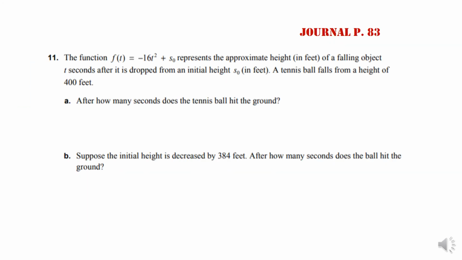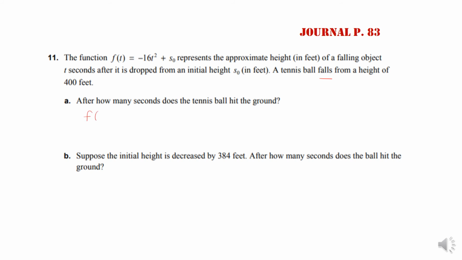Okay, so let's look at this problem in our journal. It says the f of t equals negative 16t squared plus s of 0 represents the approximate height in feet of a falling object t seconds after it's dropped from an initial height. So they're dropping the tennis ball. It's falling from a height of 400 feet. That's why there's no b. It's not being kicked or thrown. It's just dropping.